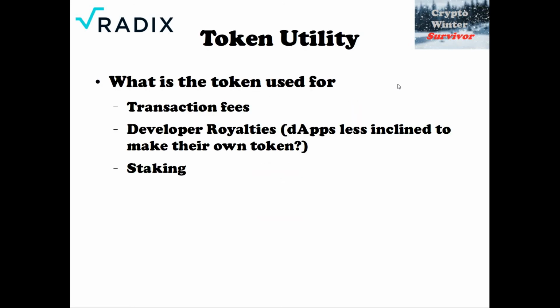Token utility: the token is used for the transaction fees, the developer royalties, like I said, and this may incentivize developers to actually use the Radix token over issuing their own token. On Ethereum, it's pretty much impossible to earn anything you build on top of Ethereum unless you actually issue your own token along with it. So this is actually solved on Radix.